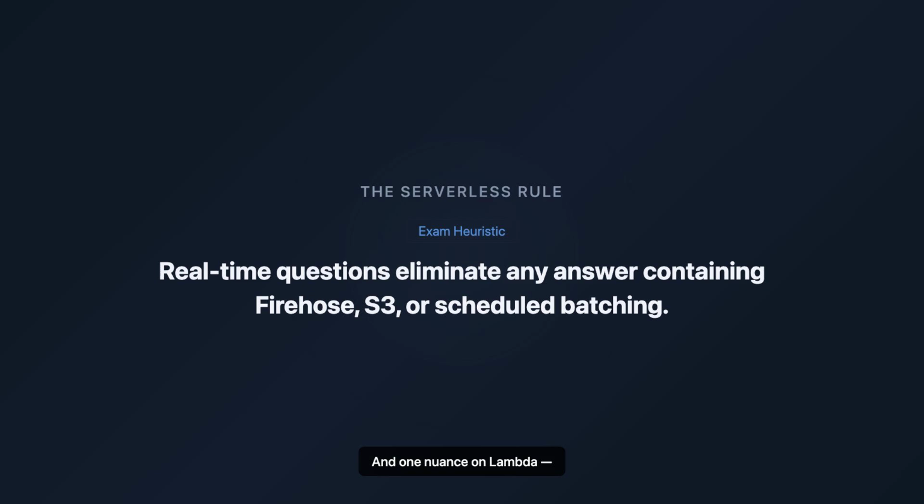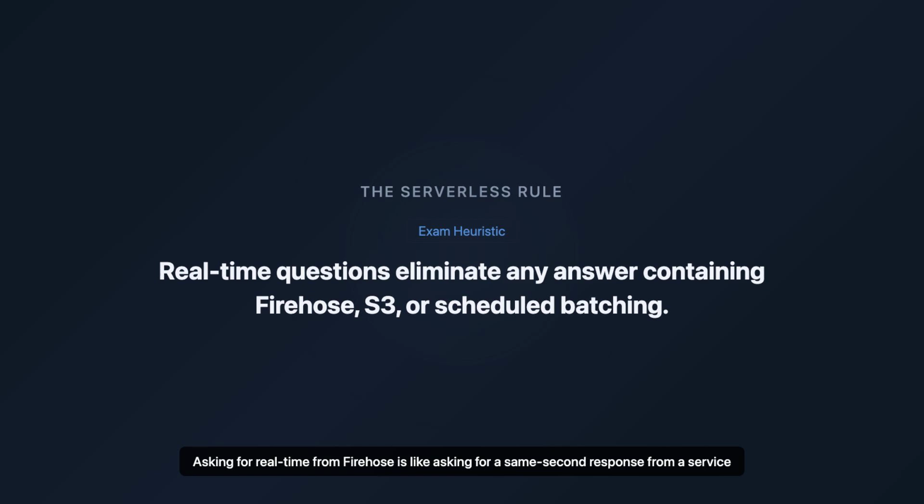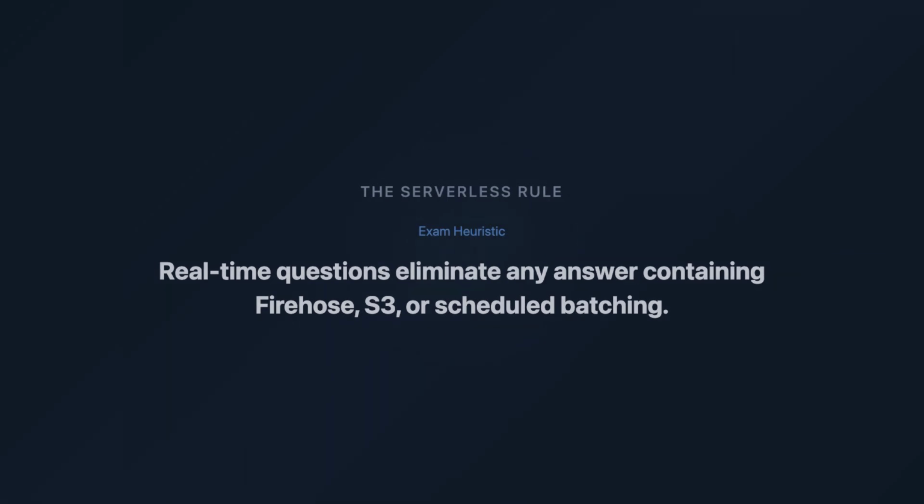And one nuance on Lambda: Lambda itself can absolutely be a real-time consumer on data streams. What's incompatible with real-time is Lambda batch processing with long batch windows or scheduled invocations. Asking for real-time from Firehose is like asking for a same-second response from a service whose entire job is to buffer first and deliver later. On exam day, if you see real-time in the question and Firehose, S3, or a batching pattern in an answer choice, that answer is wrong. This rule alone will eliminate 2 or 3 distractors on most streaming questions.